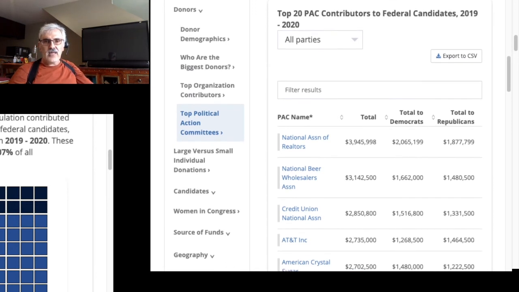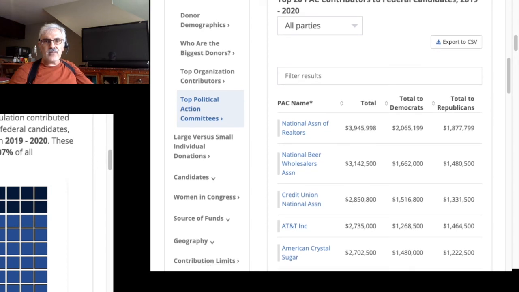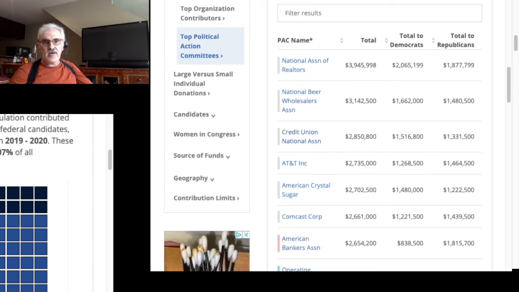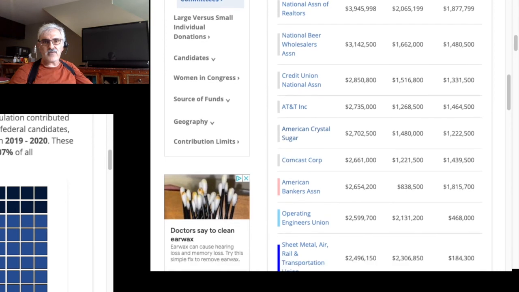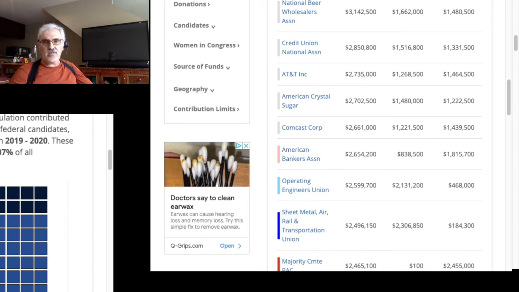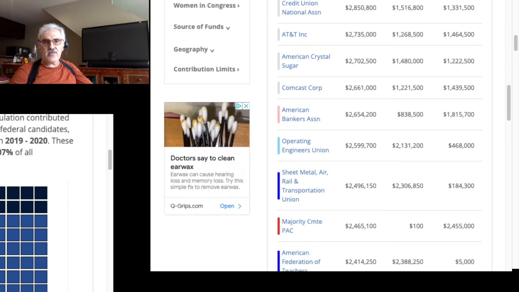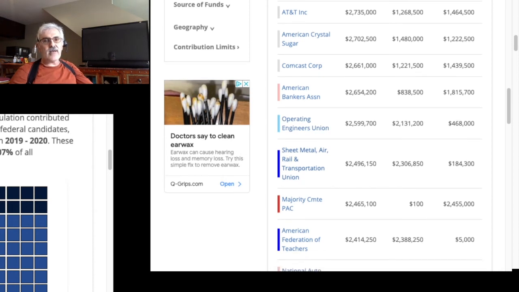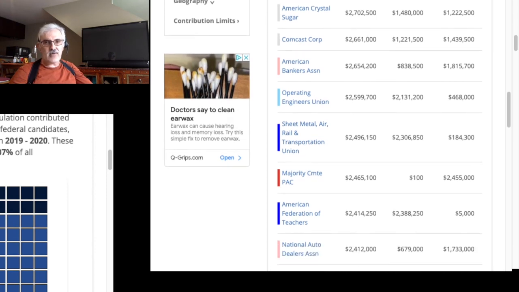2019-2020. Again, you can see that National Association of Realtors, almost evenly to Democrats and Republicans, 2 million, 1.9 million, evenly. National Beer Wholesale Association, also even. Credit Union, even, AT&T, even, American Crystal Sugar, even, Comcast, almost even. American Bankers Association, here they give more to Republicans than they do to Democrats. Operating Engineers Union, give more to Democrats than to Republicans. Sheet Metal, Air, Rail, and Transportation Union, overwhelmingly to Democrats.